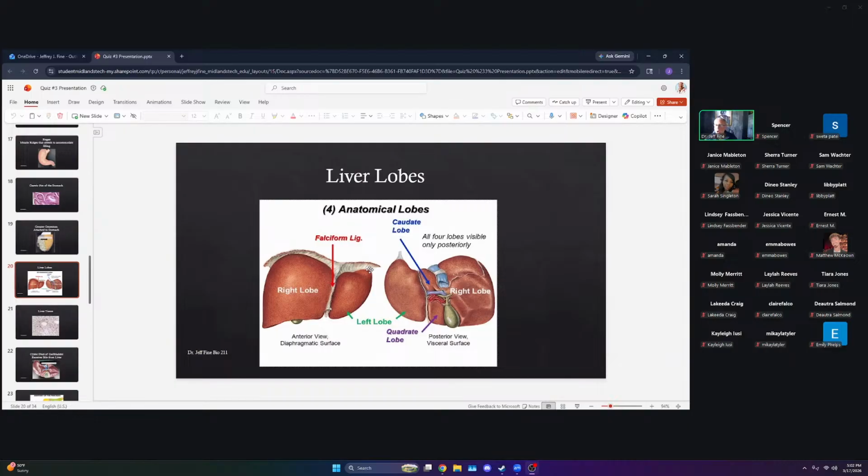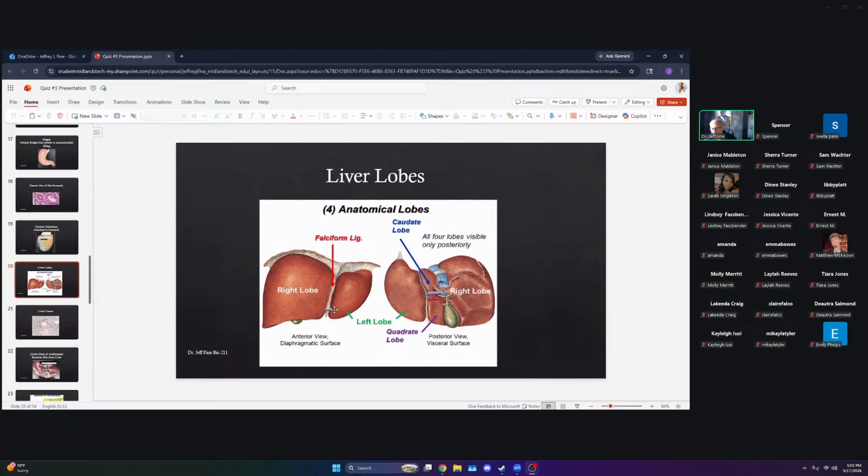You think about all the organs in our abdominal pelvic cavity. If there weren't anchors, everything could move around, right? We certainly don't want that. We'd have big problems. So we have the right lobe, left lobe, and falciform ligament from the front view.